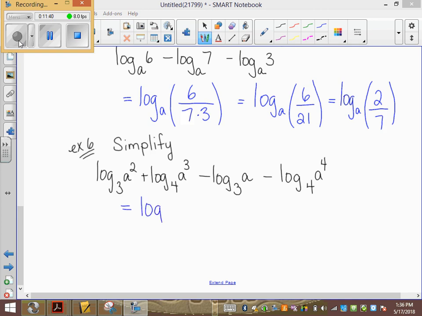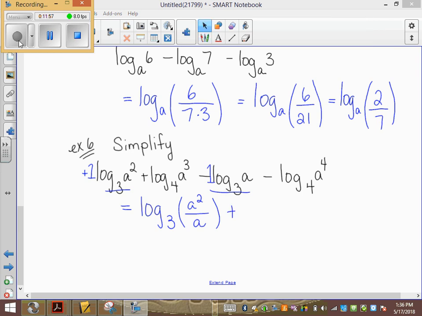Log base 3. If it has log base 3, we put together the ones with log base 3, which is this one and this one. This one has a plus 1 in front, so the a squared goes to the top. This one has a minus 1 in front, so the a goes to the bottom. Then plus my log base 4s. So I couldn't ask for a single logarithm because they're not all the same base.